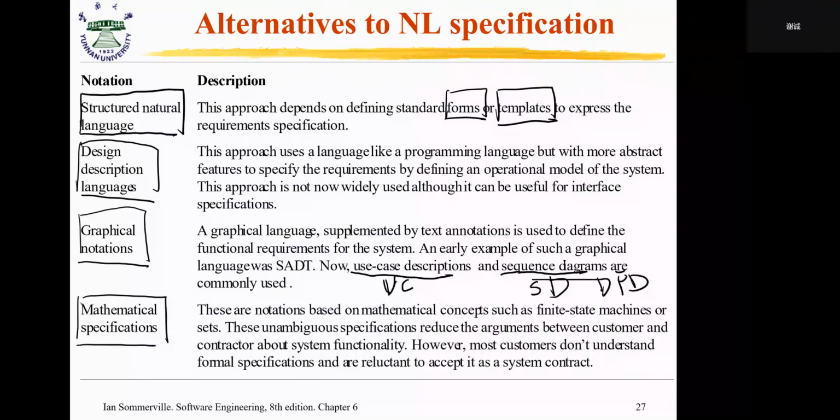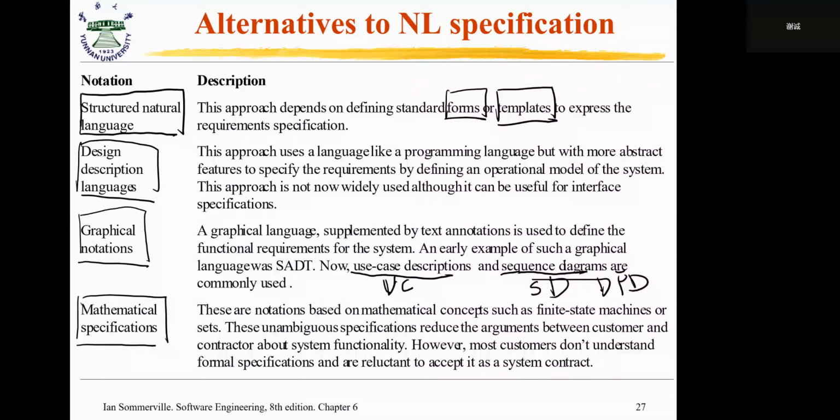The last one is mathematical specification. This kind of mathematical specification, normally in the real project, we do not use it. It is only used in academia, in school, university, or research centers. Such a mathematical way is not a normal way for the real project because even for development team members, it is hard to understand mathematical description.